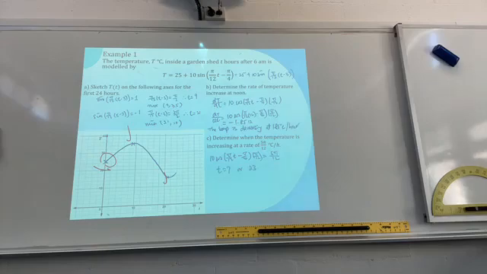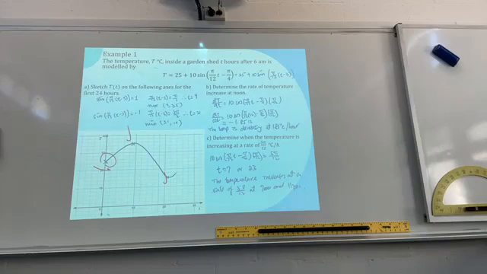You can solve that, and you know that t equals 7 or 23. It's 7 a.m. and 11 p.m. So that means 23 doesn't count, right? Because that'll be past 24 hours, for the first 24 hours.